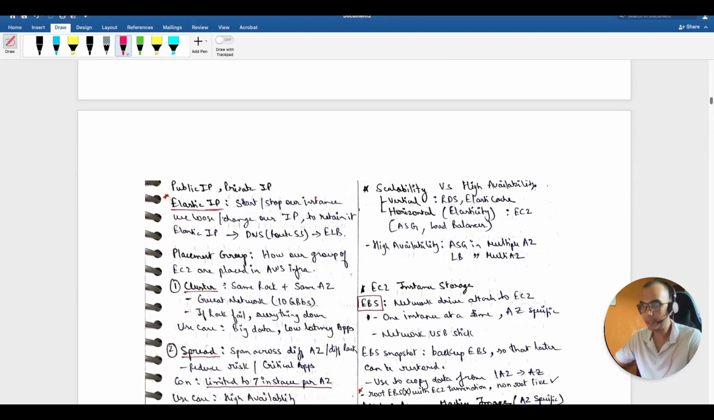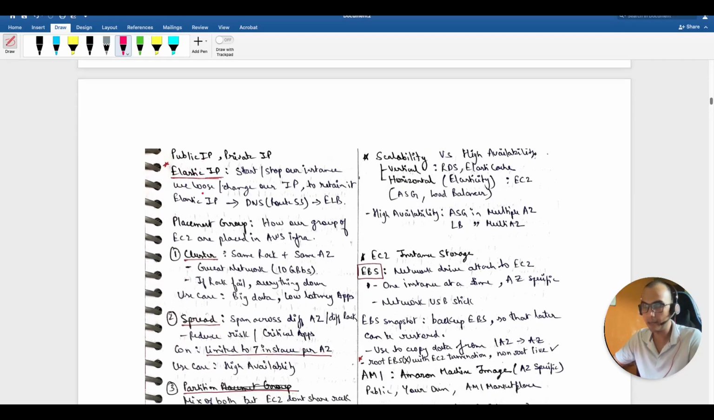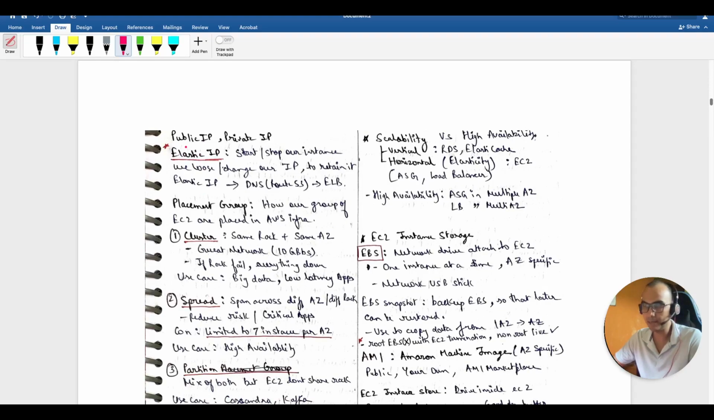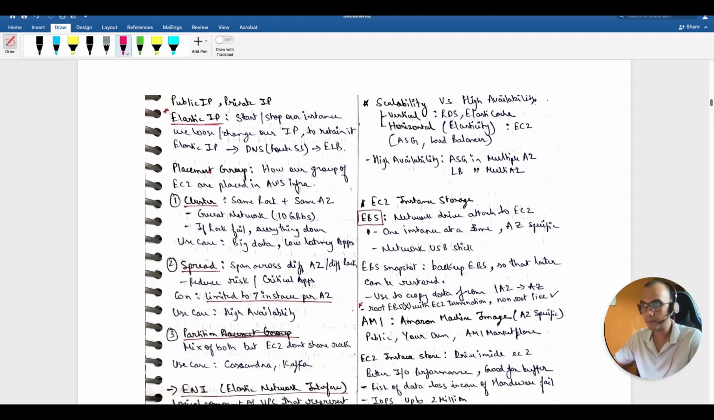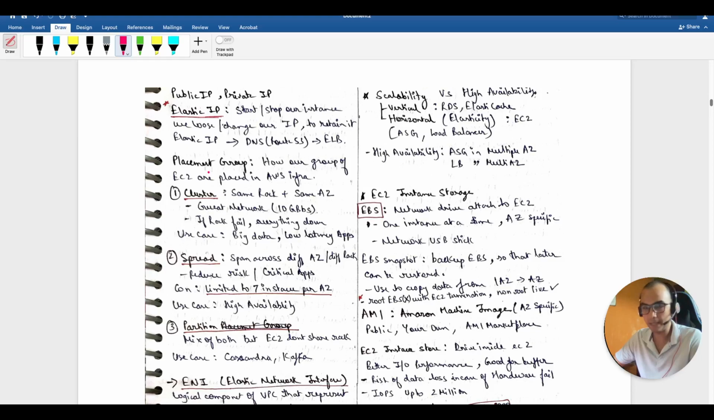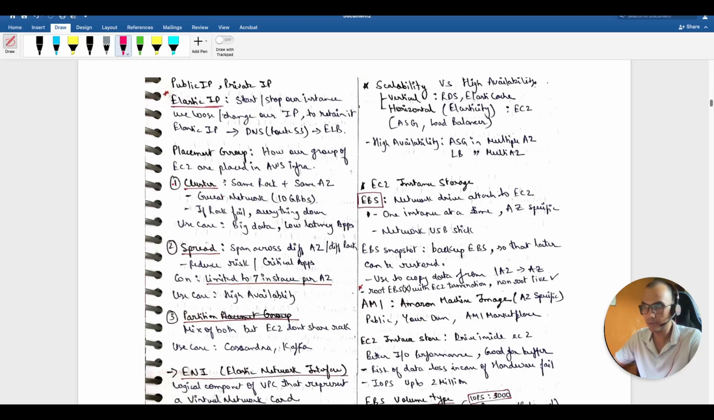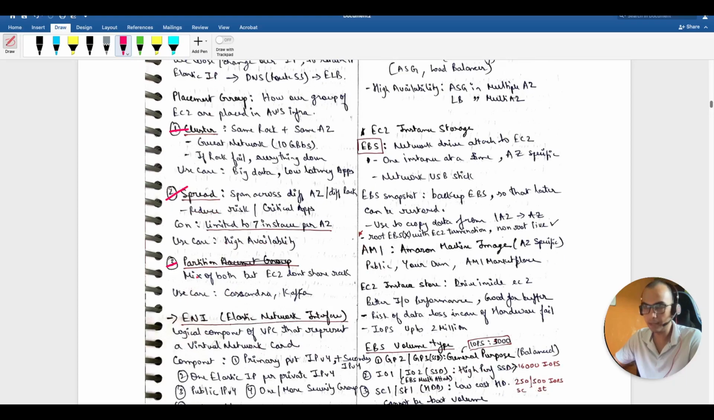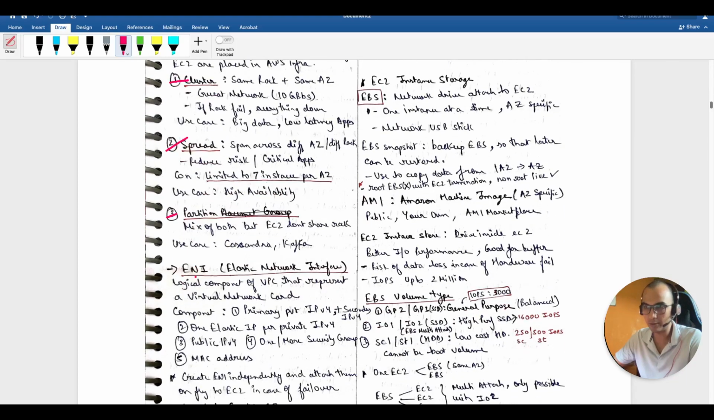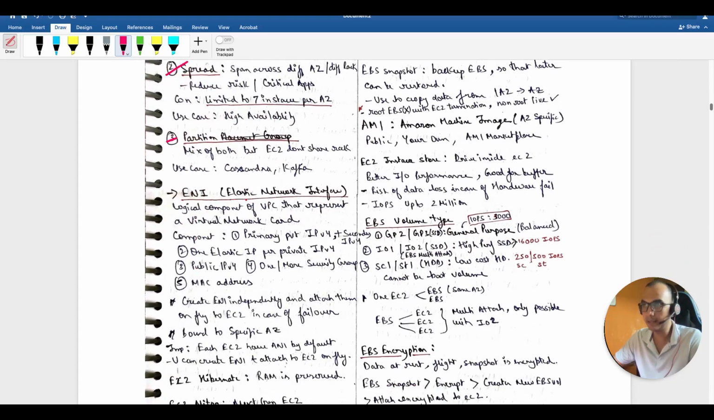Okay, after that we move to elastic IP, why it is required, and the difference between public and private IP. Then the placement group. By placement group I mean how we are going to place our EC2 inside an AZ. Okay, so these three are very important, and in every exam you can expect one question out of this. Then this network interface.